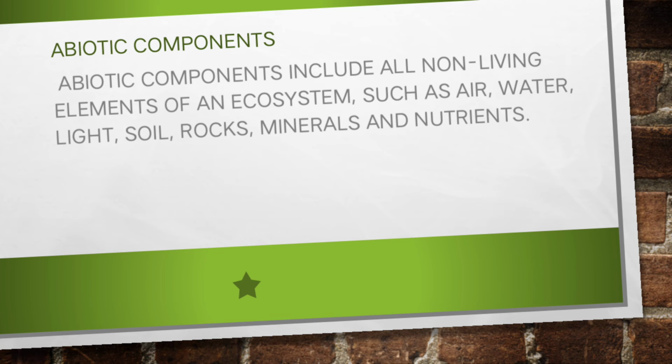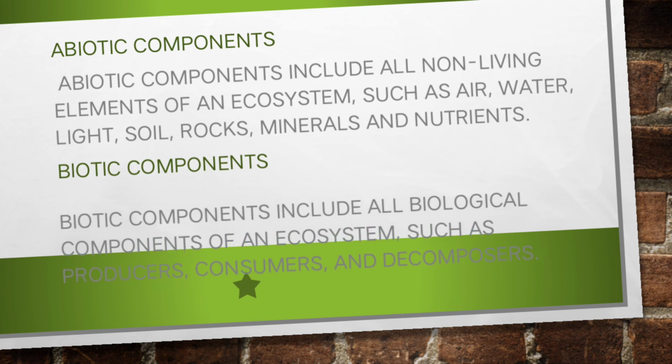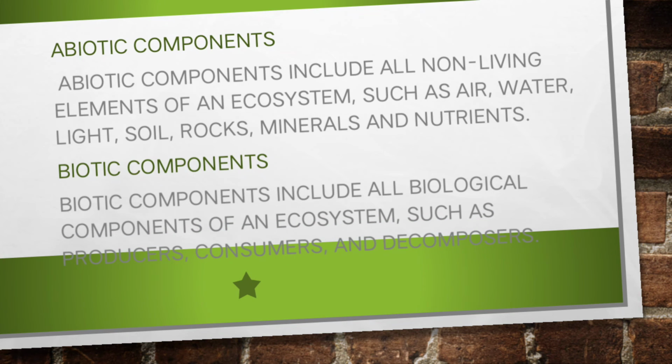Abiotic components. Abiotic components include all non-living elements of ecosystem, such as air, water, light, soil, rocks, minerals, and nutrients. Biotic components. Biotic components include all biological components of an ecosystem, such as producers, consumers, and decomposers.